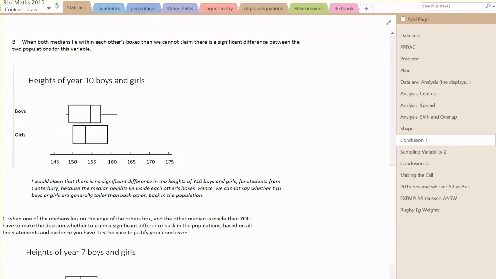So for B, when both medians are inside, then we cannot claim, there's not enough evidence to claim that there is a significant difference. So while the boys is slightly higher, and we will have mentioned that in our analysis and said that the boys' median is higher than the girls', over time, if we were to take another sample, it may be that the boys' median is here and the girls' median is here. And we could take another sample and find the boys' median here and the girls' median here. It's just too close to call when you have medians inside each other's boxes. We cannot claim a significant difference back in the populations just based on this one sample, because in fact the medians are within each other's boxes.